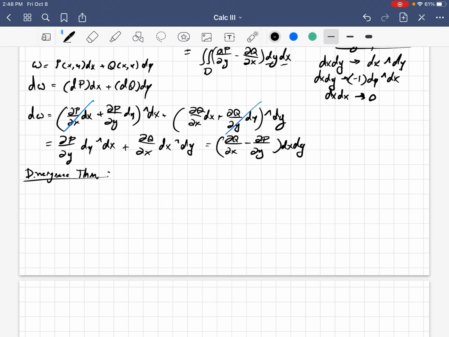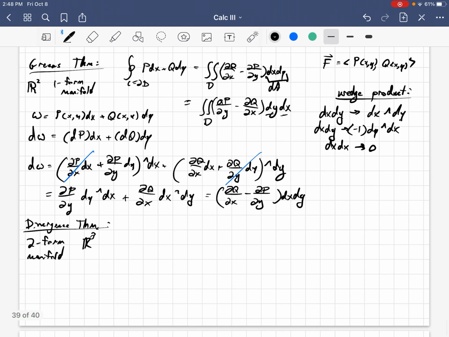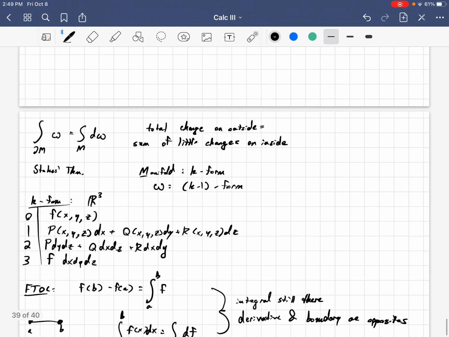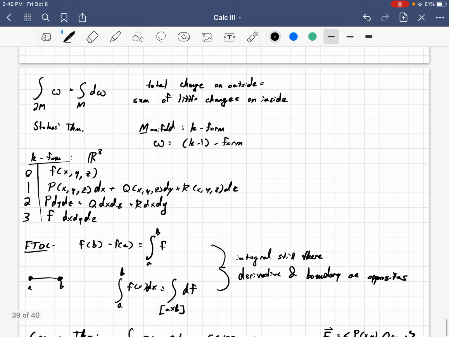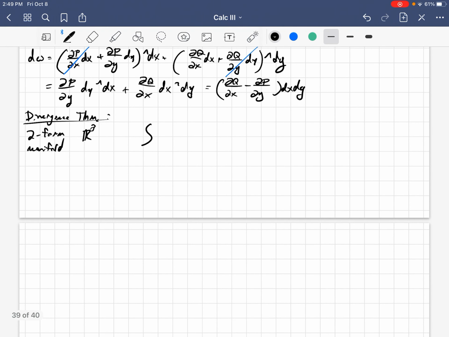Okay, so Gauss's divergence theorem deals with a two-form manifold in R3, just like how in Green's theorem we had a one-form manifold in R2. Applying Stokes' theorem with those conditions gives us a surface integral.